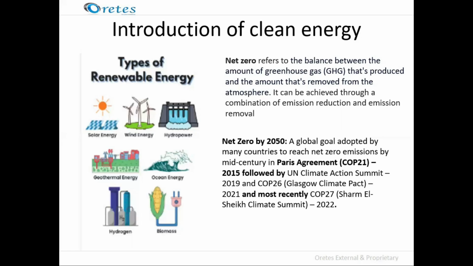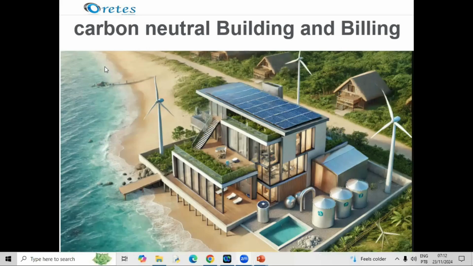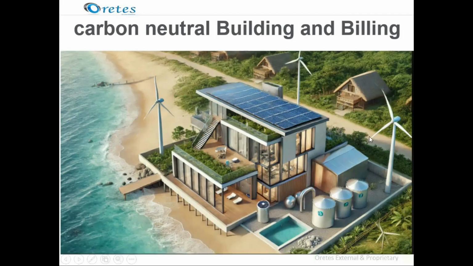That means we have to reduce greenhouse gas, we have to use renewable energy, and we have to go to a new type of building. People will mostly use new types of housing and building because of this agreement or this approach through all these international bodies.